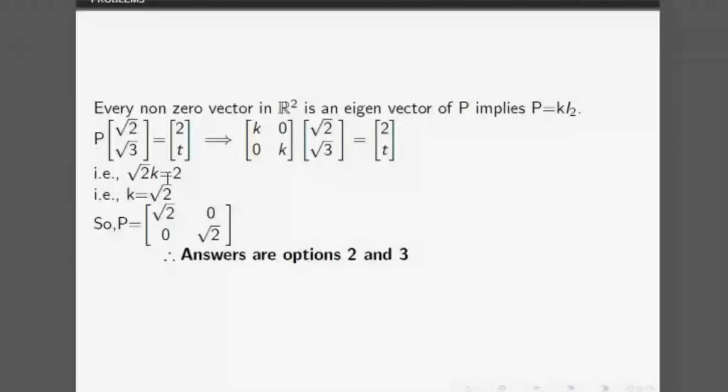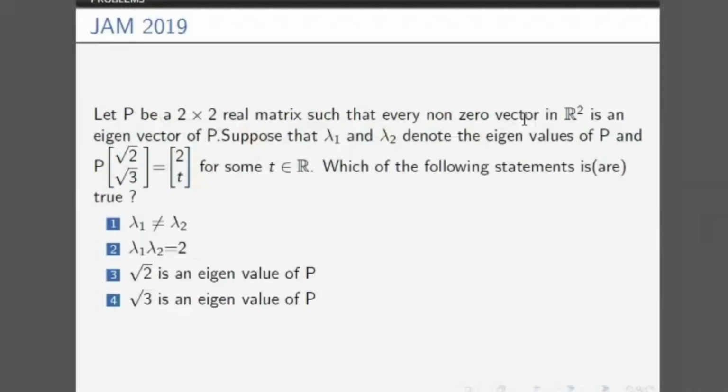We'll be looking only at this part, that is root 2 K equal to 2, from which we get K equal to root 2. That is, this P is the diagonal matrix with diagonal values root 2, root 2, from which we get lambda 1 into lambda 2 is 2 and root 2 is an eigenvalue of P. So that is the only point to be noted in that. That is, if every non-zero vector in R square is an eigenvector of P, then P is a scalar matrix. Okay.